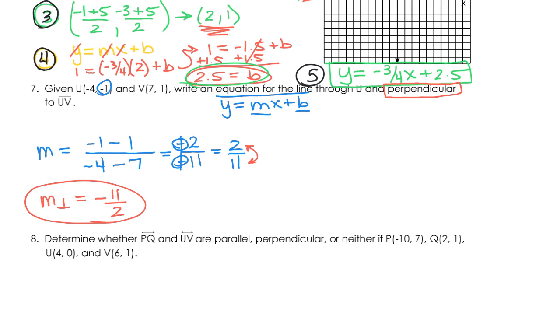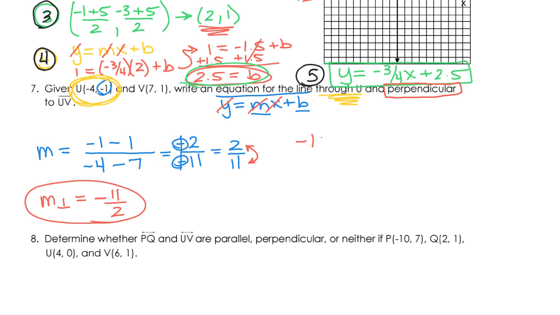They also said that it has to pass through U right here. It has to go through U. So because it has to go through U, I have to use U's coordinates. All right. So now we're going to go ahead and replace the Y, the M, and the X in order to find my Y-intercept. Okay. And so we're going to end up with Y being replaced with -1. I have to use -1 because they said it has to go through U.